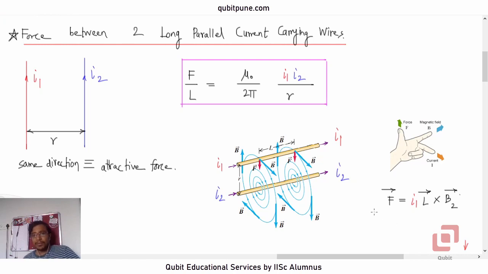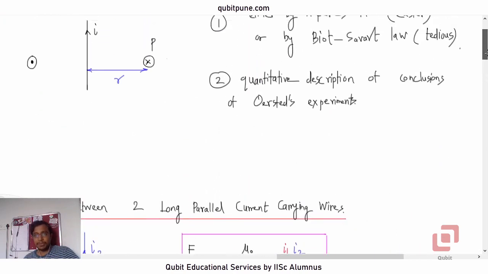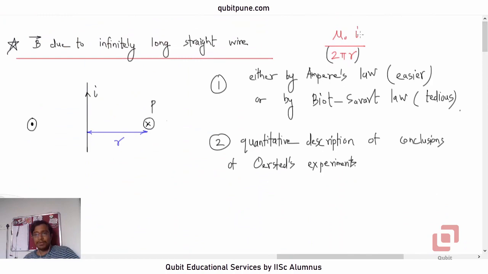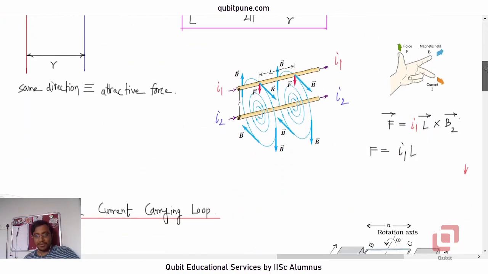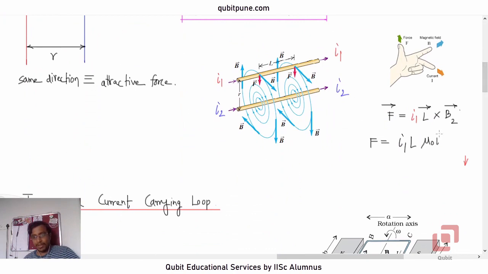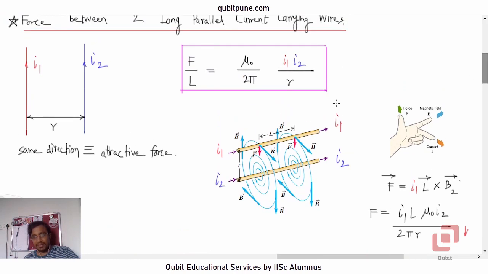Okay. Now in this case you can say that B bar is perpendicular. So in magnitude F is I1 L B2. But what is B2? B2 is mu naught I upon 2 pi R, where R is the separation distance. So it is mu naught I2 upon 2 pi R, and this expression matches well with this. In fact, that is how it has been derived. Okay, so F upon L is I1 I2 mu naught upon 2 pi.